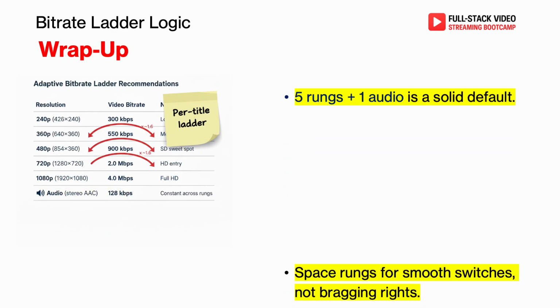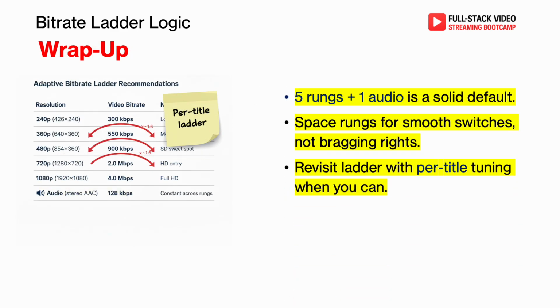So 5 video rungs plus audio makes a good default. Yes, space them for smooth switches, not for bragging rights. Later, you can refine with per-title encoding, which adapts ladders to each video's complexity.